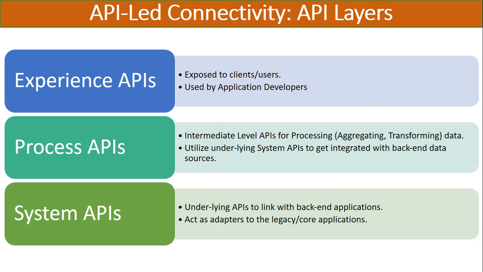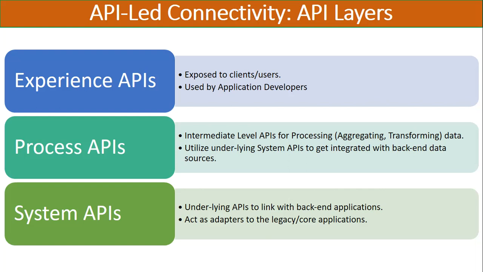System APIs are the underlying APIs which connect and integrate with the core backend systems, which can be your legacy systems or any systems which have the data. These act as a kind of adapter to the backend system. For example, you might have an Oracle database, SAP, Siebel CRM, or Salesforce. In order to integrate with those systems, the best approach in API-led connectivity is to create a layer of APIs called system APIs, which are responsible for performing all the CRUD operations or all types of core operations with the backend systems.